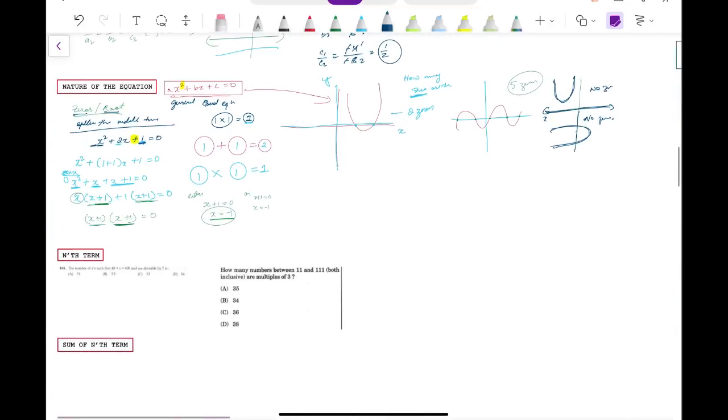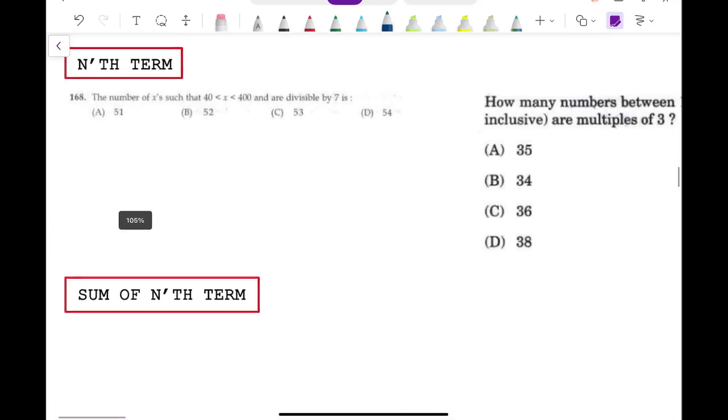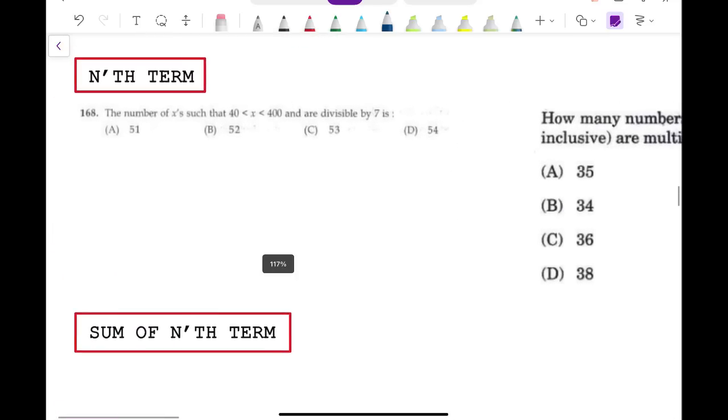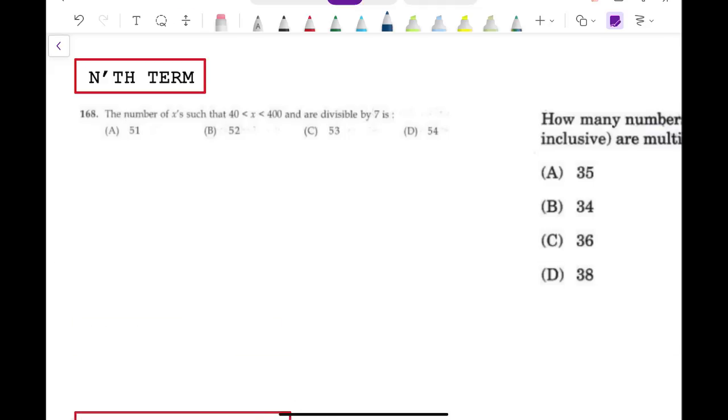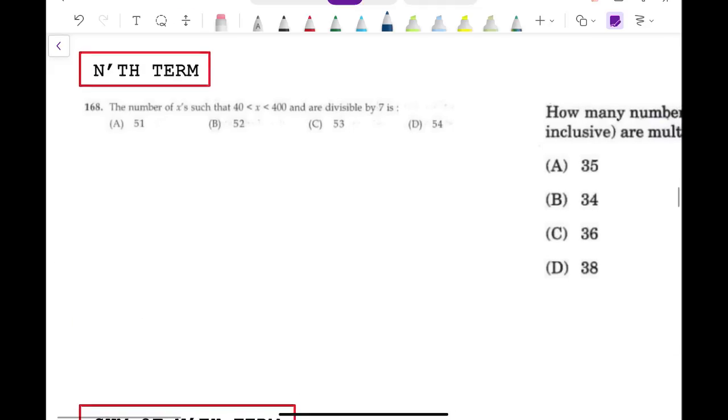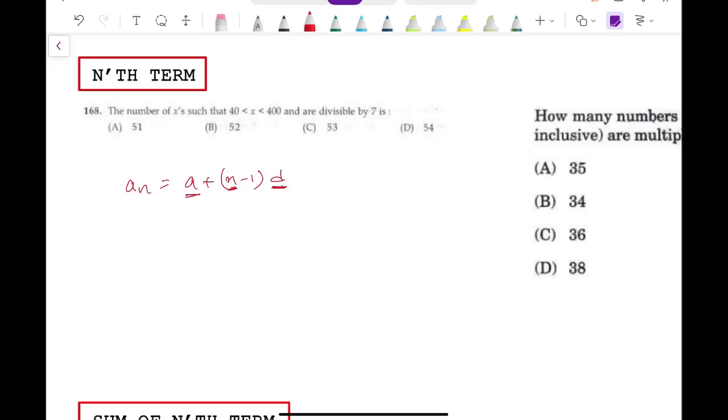Next, the question can be asked this way: n term. When we talk about the n term, the formula is an equals a plus n minus 1 into d. Here a is the first term, d is the common difference, and n is the number of terms.